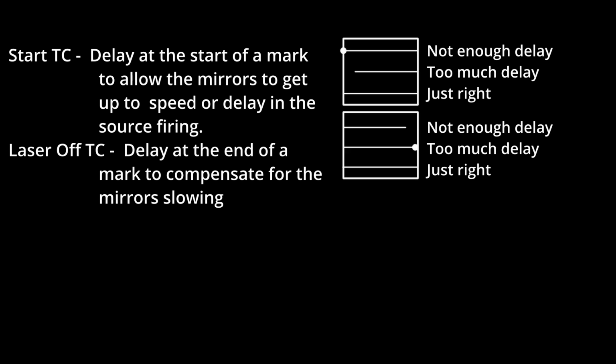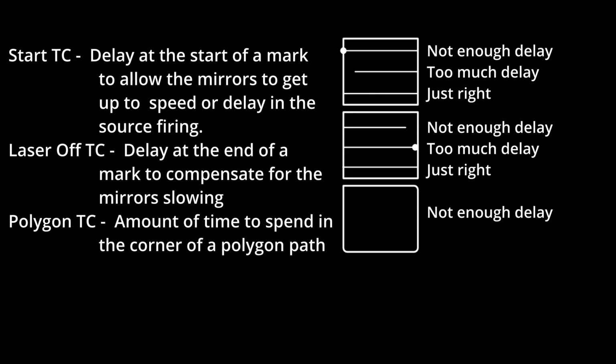The next setting that's going to affect our mark is going to be polygon. So this is the time the laser stays in the corners when making a continuous mark with sharp corners. If you don't have enough delay, it's going to round the corner short and give you a radius on there. If you put too much delay in there, it's going to stop in the corner and it's going to give you a burn mark. So again, the goal is to find that happy medium where you don't have too much delay but not too little delay, to where you actually get a sharp corner.